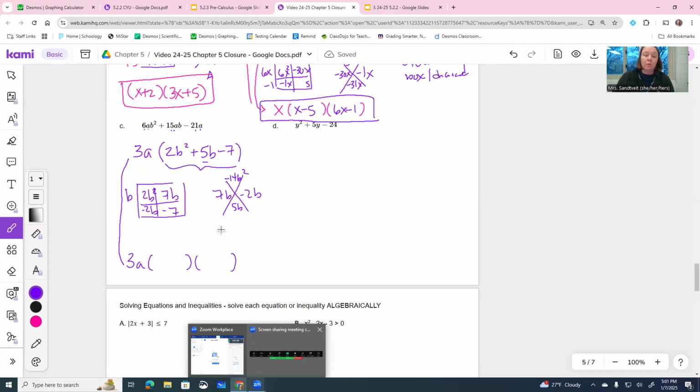So b times what is 2b to the second? That would be 2b. b times what is 7b? That would be a positive 7. 2b times what is a negative 2b? That'd be a negative 1. And then 7 times negative 1 is negative 7. So here I'd have 2b plus 7 and b minus 1.